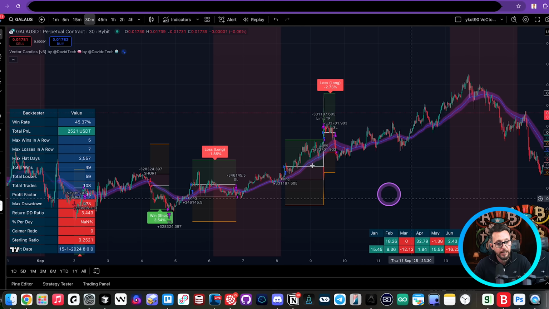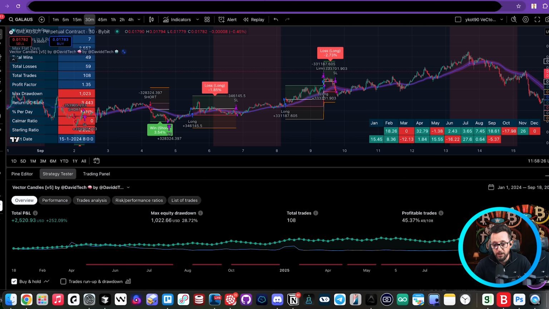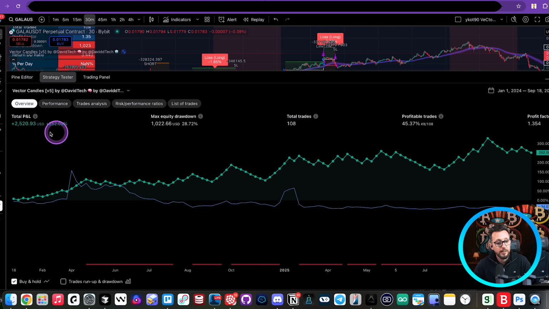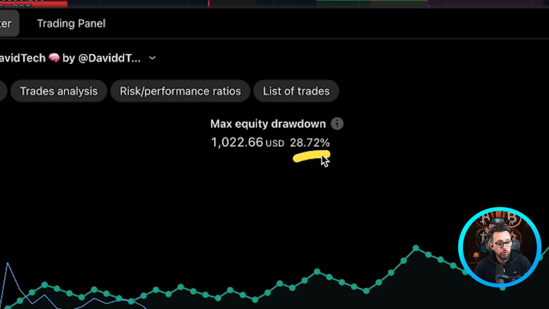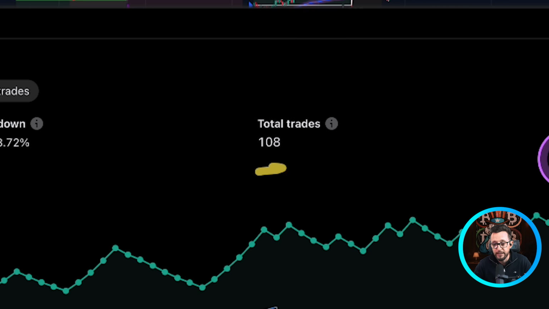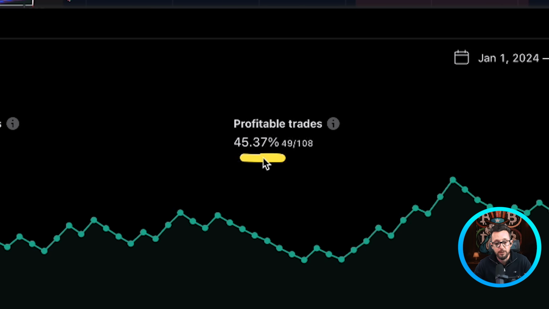On GALA USDT, on the 30-minute time frame as well, the backtesting results look very good as well. Not quite as good as MNT, but we had a lot less drawdown. We had 252%, 100 closed trades, and a 45% win rate.